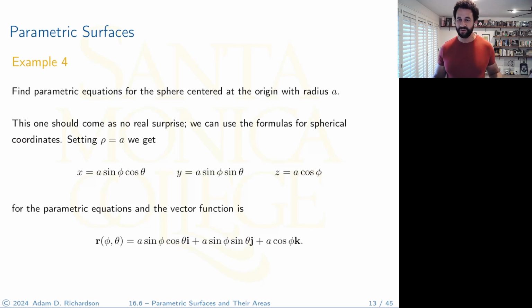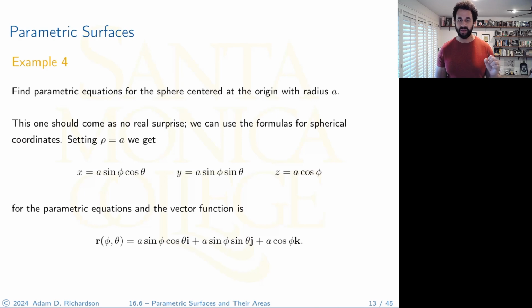So earlier on in chapter 15, we found the formulas for spherical coordinates and converting from Cartesian to spherical, right? So we can use those parameterizations to describe a sphere parametrically. So if you remember, x was rho sine phi cosine theta, and y was rho sine phi sine theta, and z was rho cosine phi.